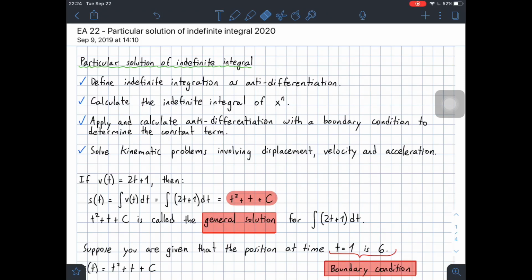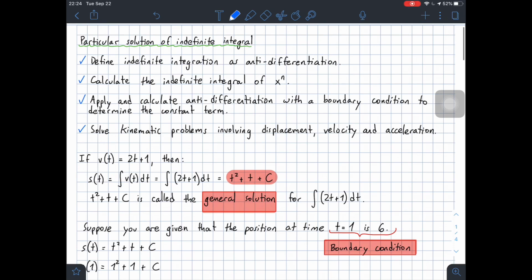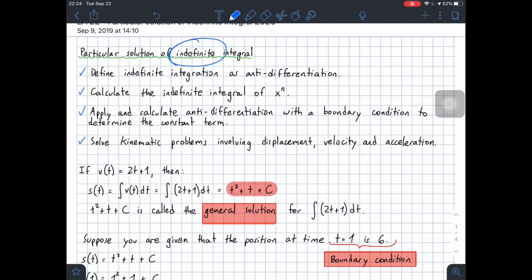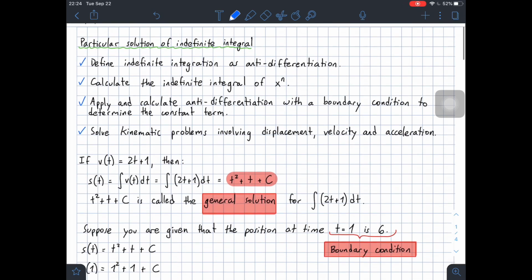Hello seniors, today we're going to see electronic assignment 22, which is particular solution of an indefinite integral. Up to now we have seen how to find indefinite integrals. Remember, the term indefinite is used because whenever we find the integral of an expression, we always have to add a plus c, which represents any constant number, an indefinite constant number. That's why we call this indefinite integral.